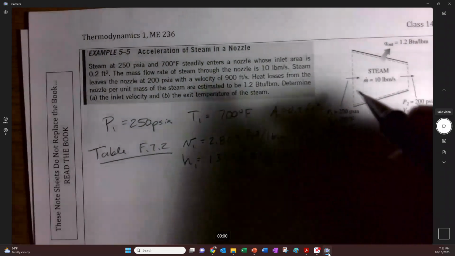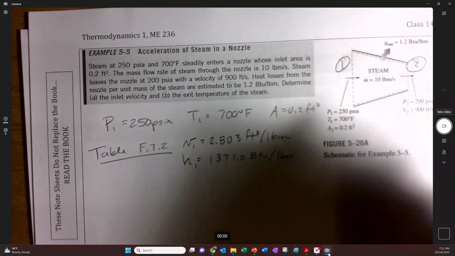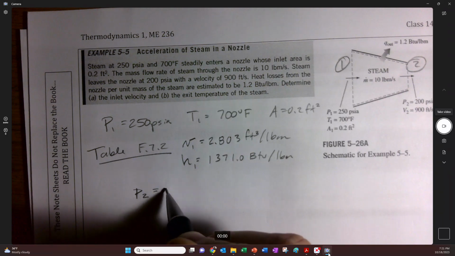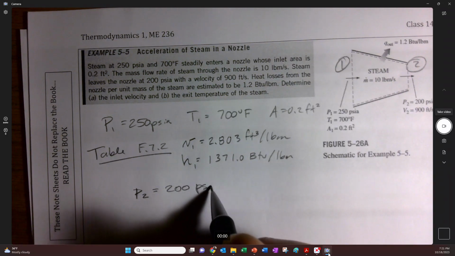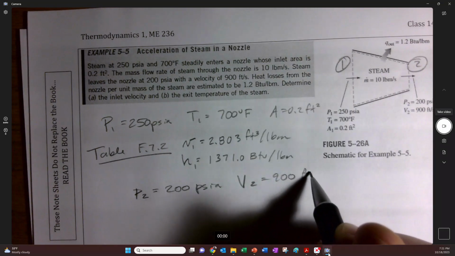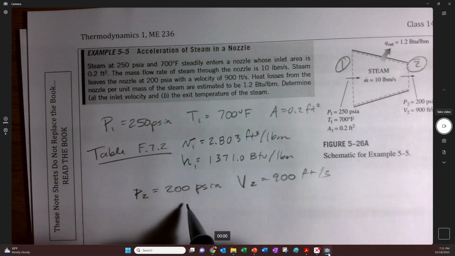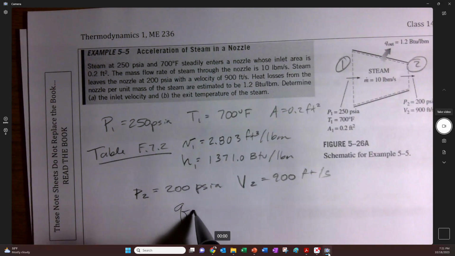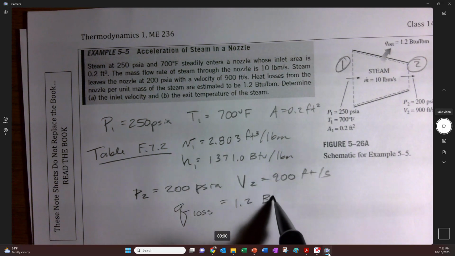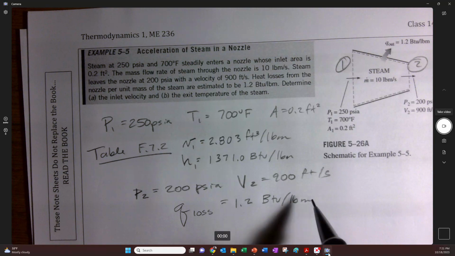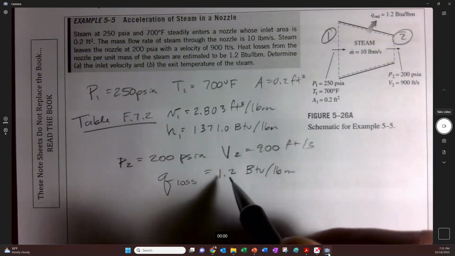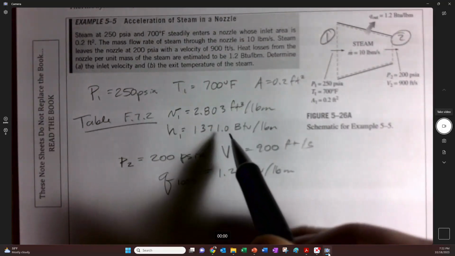So this is state 1. State 2 is going to be P2 equal to 200 psi. And the velocity is 900 feet per second. And then they also said the Q loss. I guess I don't have to write all of these things down, but I'm trying to model what you should do if you're solving a problem. What can I find out from this?